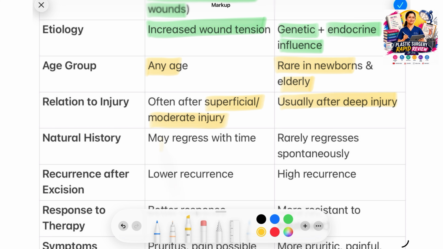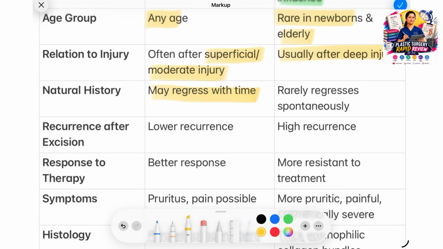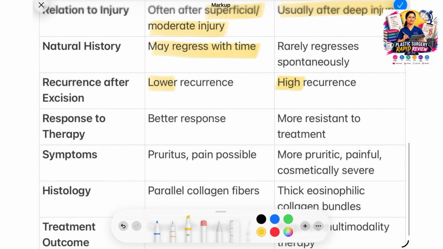Natural history: a hypertrophic scar may regress with time, whereas keloids don't regress spontaneously. Recurrence rate is very low in case of hypertrophic scar and high in keloid. Response to treatment is better with hypertrophic scar, whereas keloids are resistant. Symptoms include pruritus and possible pain in hypertrophic scar, whereas keloid is more pruritic, more painful, and cosmetically distorting.